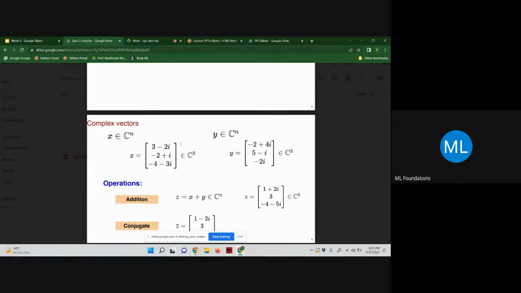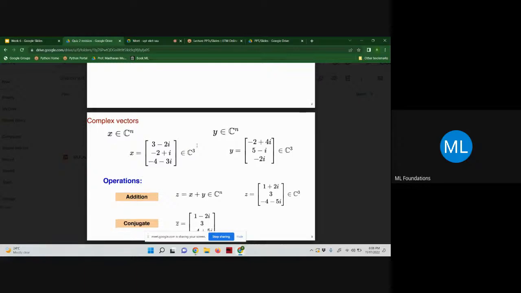Okay. So we'll discuss first the week 5. As we know, in week 5, we'll be discussing entirely complex vectors and the different types of matrices with complex numbers.